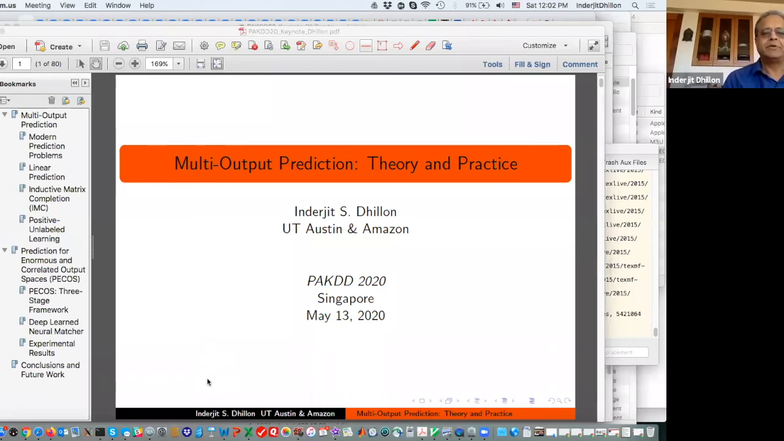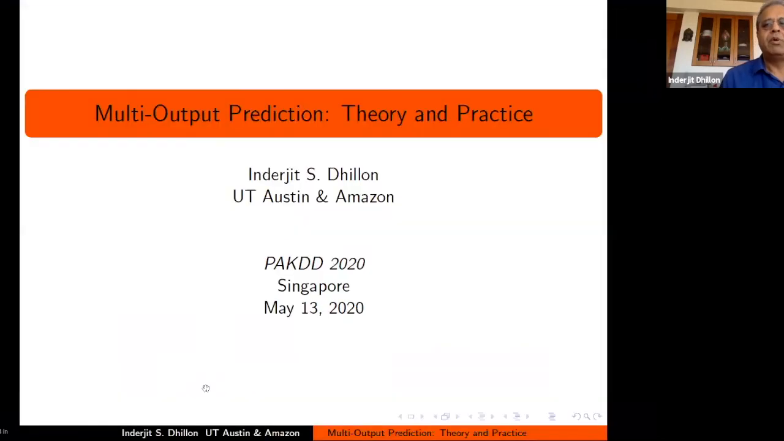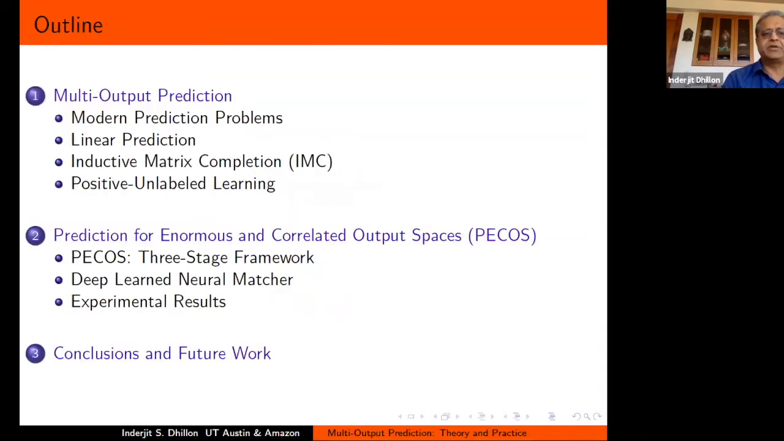Okay, that's great. So let me share my screen. So the topic of my talk today is multi-output prediction, theory and practice. When I teach machine learning to entering students, we always talk about the case where there is exactly one response variable or one output variable, both in regression and classification. But nowadays, there are many problems in modern applications that really are multiple output with possibly millions to billions of outputs. But let's start slowly.